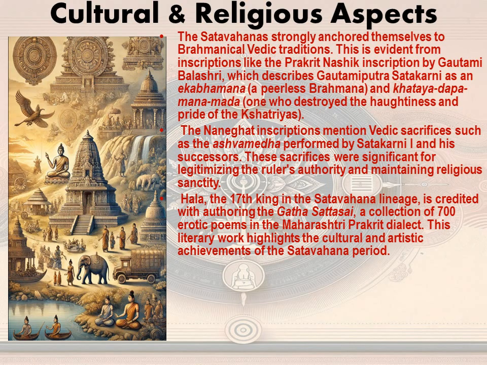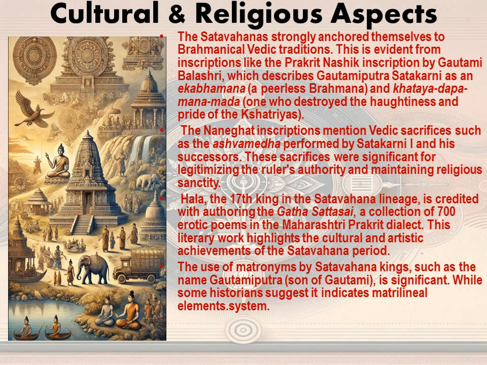Hala, the 17th king in the Satavahana lineage, is credited with authoring Gatha Sattasai, a collection of 700 erotic poems in the Maharashtri Prakrit dialect. So he was one of the most prominent kings and also an author who wrote more than 700 poems in the Maharashtri Prakrit dialect. This literary work highlights the cultural and artistic achievement of the Satavahana period.